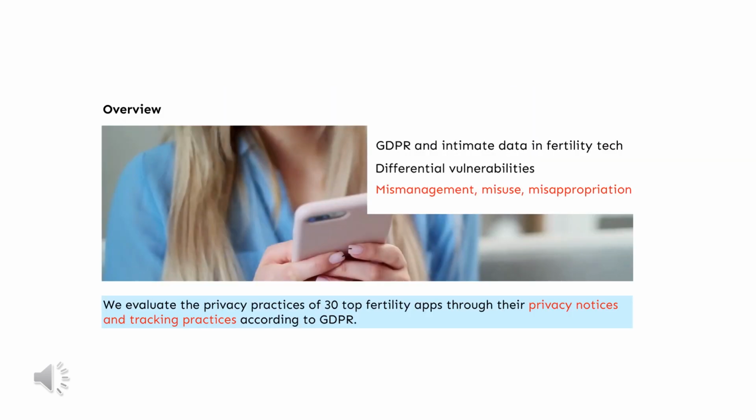This paper inquires how and to what extent the GDPR is designed in relation to intimate data in fertility technologies. We explore the privacy risks that could result from the mismanagement, misuse, and misappropriation of such data by engaging with the concept of differential vulnerabilities. We evaluate the privacy practices of 30 fertility apps according to the GDPR.